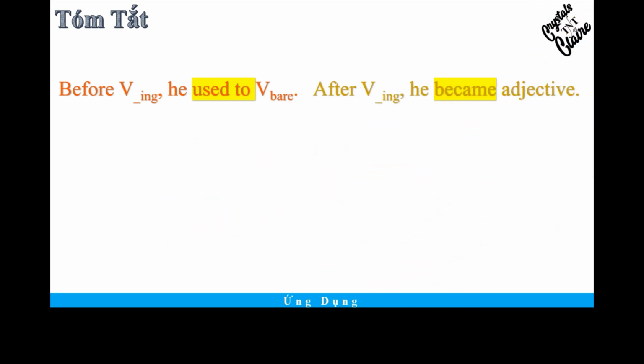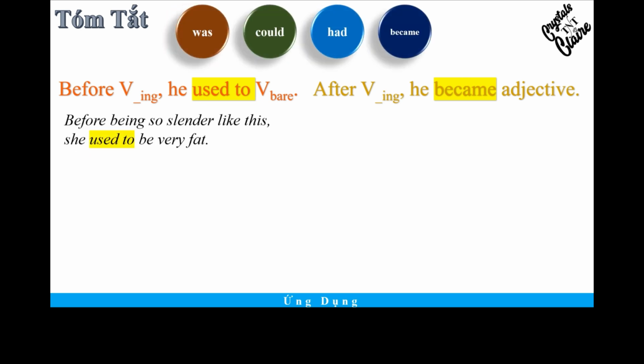Summary. Yes, so remember to use before verb-ing. Okay, he used to verb there. After verb-ing, he became adjective. For example, before being so slender like this, she used to be very fat.